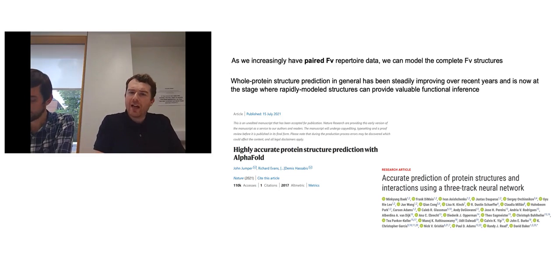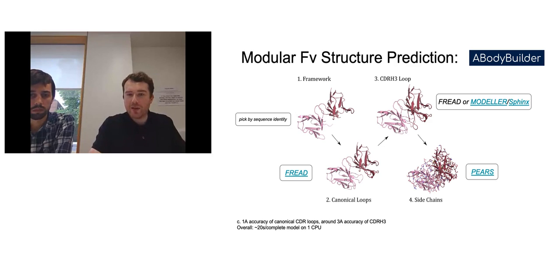And as we increasingly have access to paired Fv repertoire data, one thing we might start to think about is what is the best way to go about large-scale modeling of complete structures. As Charlotte alluded to earlier, something such as AlphaFold is an incredibly powerful tool for prediction of protein structures in general. It's perhaps not the best way to approach antibodies if you still want to achieve high throughput.